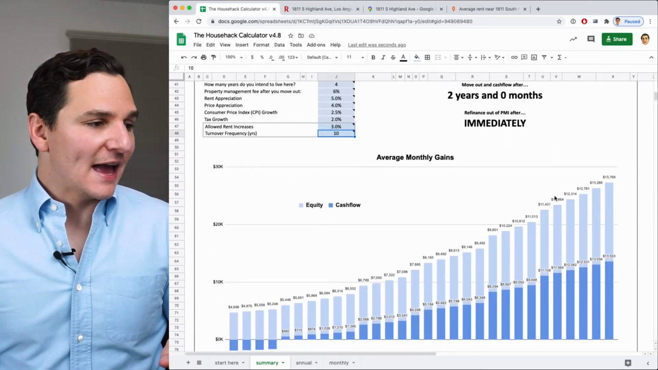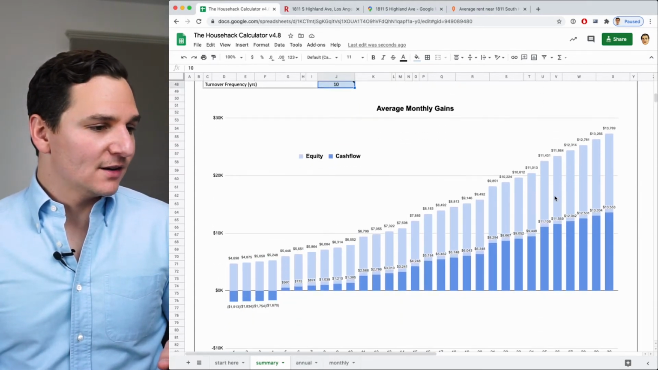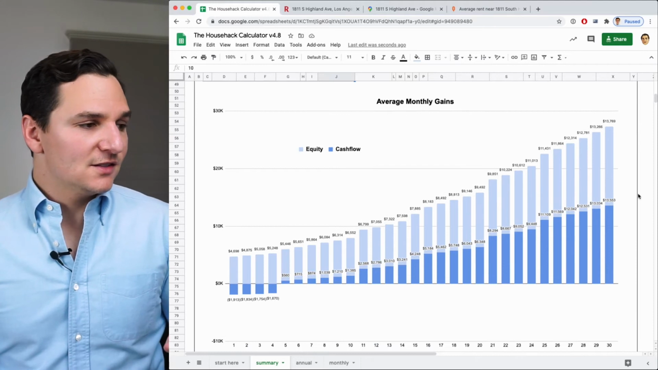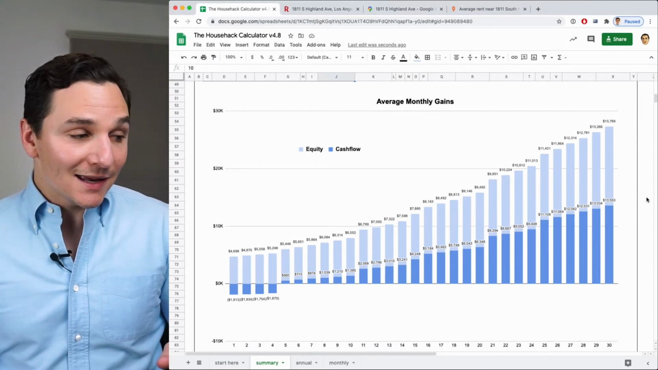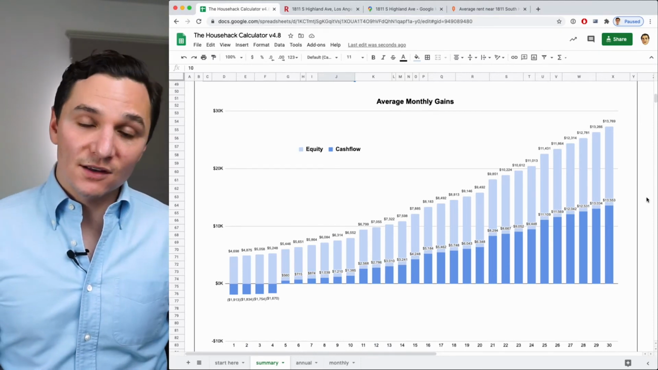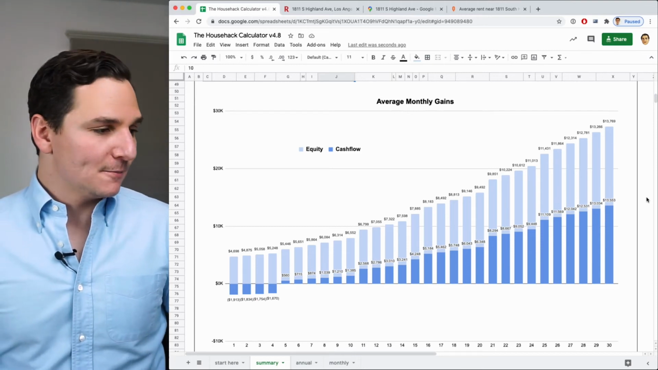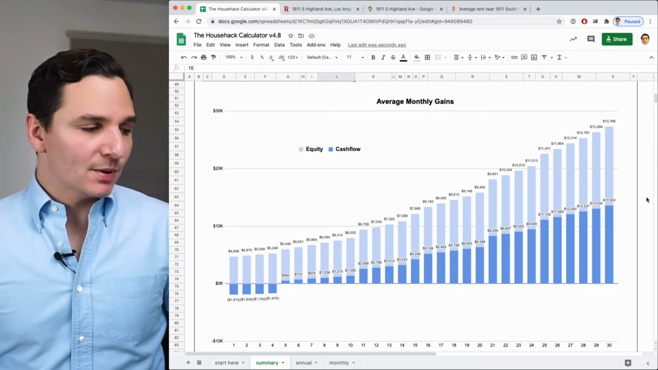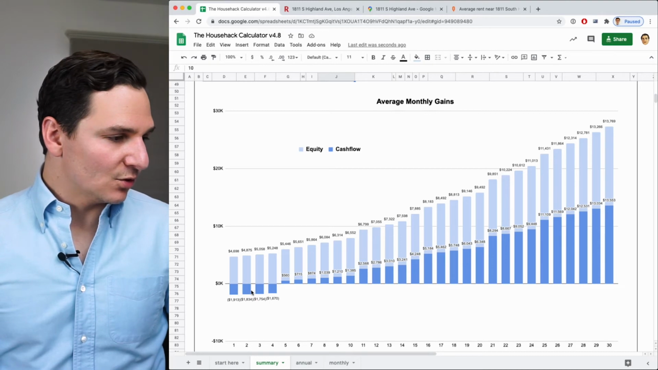And then we have the average monthly gains graph. And this is my favorite part of the calculator. This tells us how much money we will be making when we live in the house and when we move out. So in this example, we've decided to live in the property for 4 years. And here are the first 4 years right here.